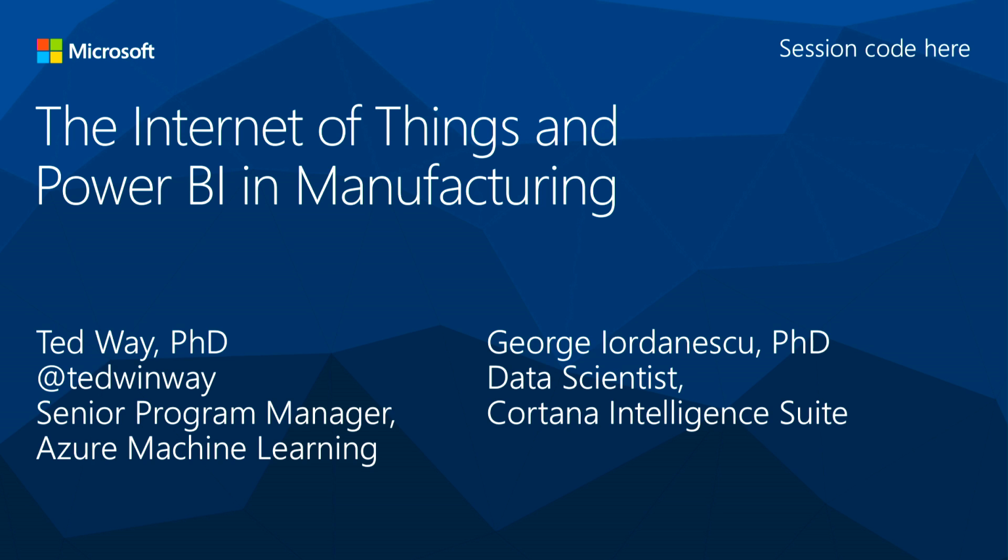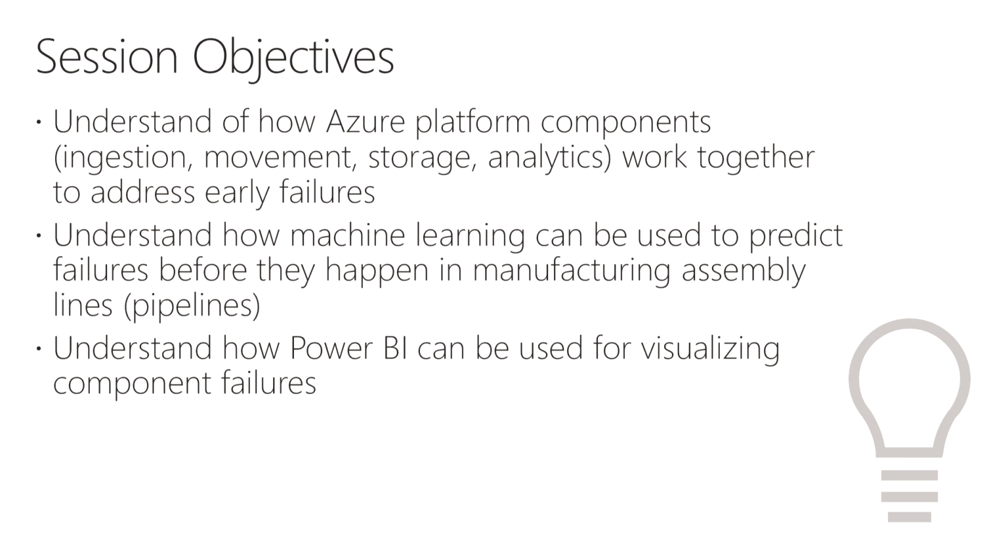So really just talking about the general Internet of Things and how that might be applied in a manufacturing context. Today is really just an introduction to the platform components of the Cortana Intelligence Suite, how you would be able to ingest data and process the data and then deploy those solutions, so that you have your data ingest and your data processing and then running a machine learning model on that to address specifically early failures from a manufacturing perspective, and then using machine learning models to do those kinds of predictions, and then how Power BI can be used for visualizing those types of component failures.